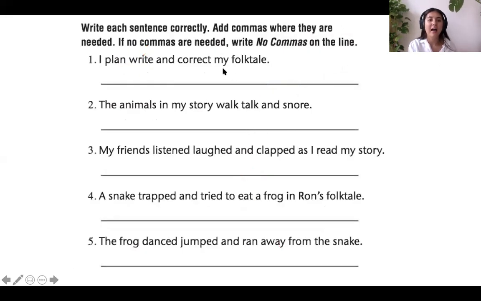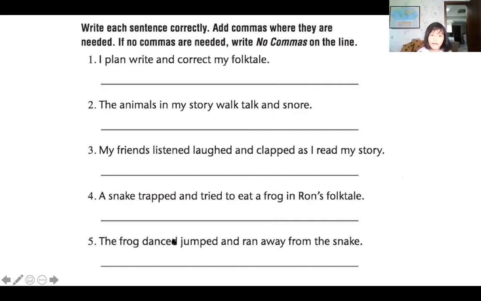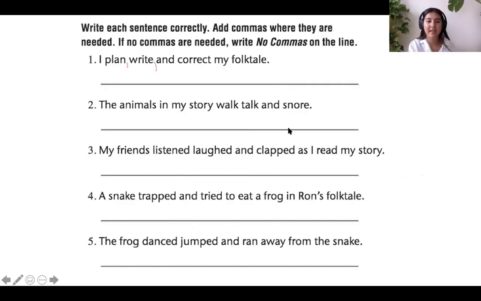So here we have the same concept. We have to write each sentence correctly, add commas where they are needed. If no commas are needed, write no commas on the line. Let's have a look. Okay, number 1. Katie, can you draw on my screen and fix that for me? I plan, write, and correct my folk tale. Good job. Well done, Katie.